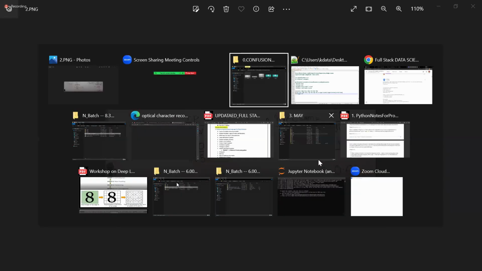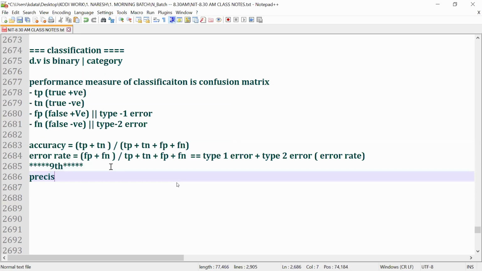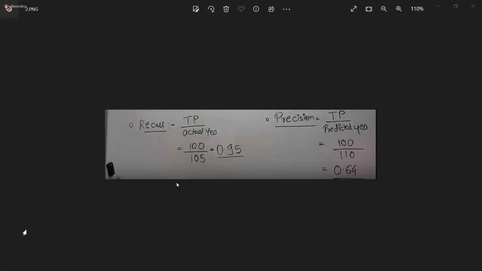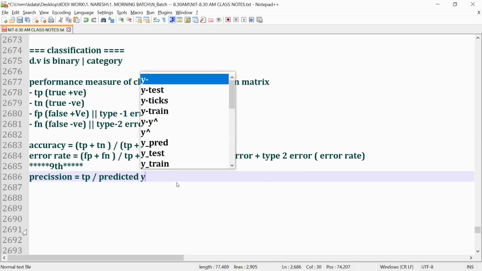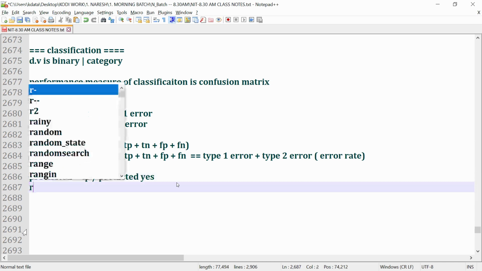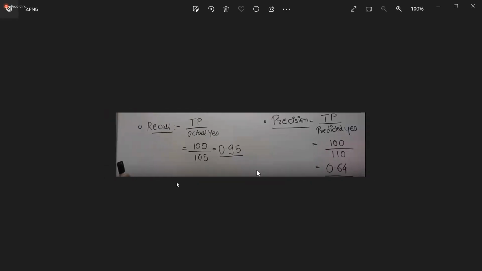The next one is precision. What is meant by precision? Precision formula equals TP by predicted yes. What is the formula, guys? TP by predicted yes. Recall equals TP by actual yes. TP by actual yes. So what is meant by predicted yes? What's meant by actual yes?